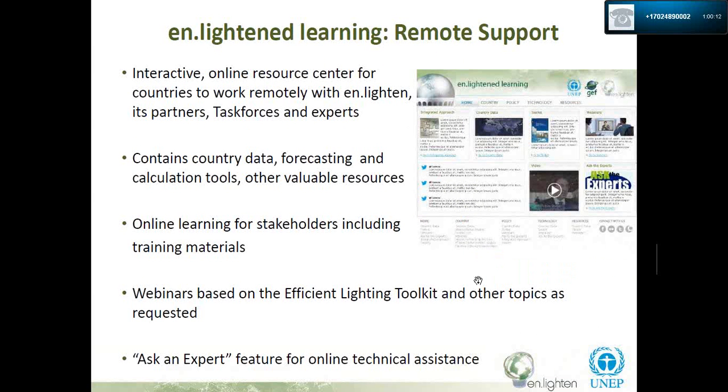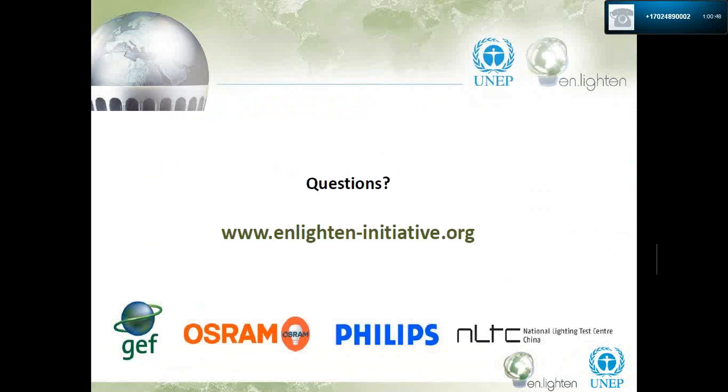Another key element of our support to countries is en.lighten Learning, this online center through which we engage countries, through which we share the expertise of our lighting experts on every aspect of the integrated approach. So one session of the en.lighten Learning could deal about how to set up monitoring, verification, and enforcement systems within a country, and we would bring experts on that topic. Another one could deal with how to set up collection and recycling scheme, what are best practices, what legislation exists out there, etc. Next one, please.